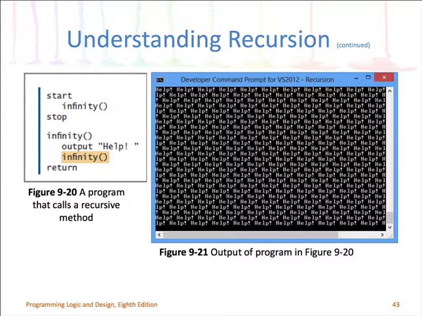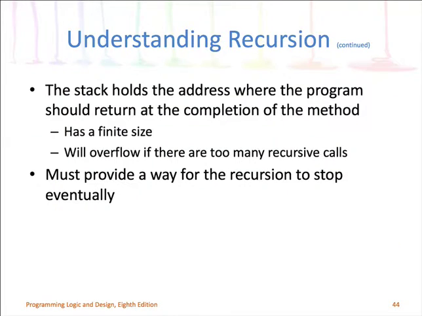So here is an infinite loop that is created by recursion. Basically in the main program we call infinity, and infinity prints out the string "Help!" and calls infinity again. So we're just going to call infinity over and over and over again. This will pretty much be an infinite loop until we run out of stack space, which is limited by the amount of memory on the machine. So at some point we'll get an error message that says the heap is full or the stack is full or memory is exhausted, something like that.